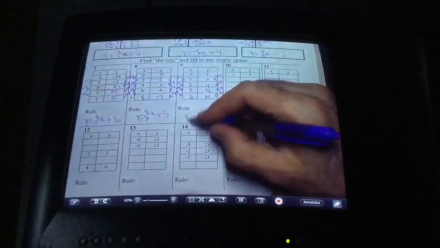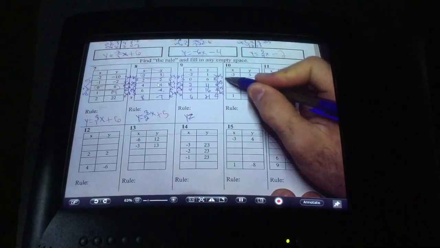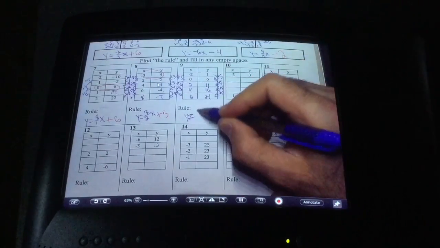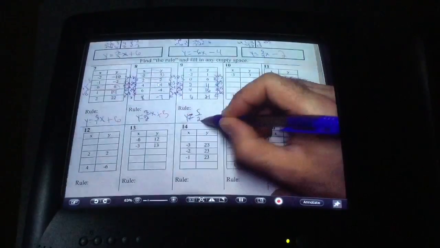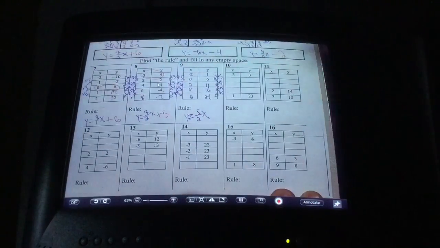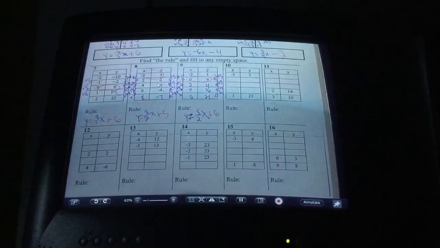Now the rule again is the change in the y over the change in the x. The change in the y is 5. We're going to divide that by the change in the x, which is 2. So it's 5 over 2x, and then the input of 0 gives me an output of 6. So I'm going to put plus 6 there.